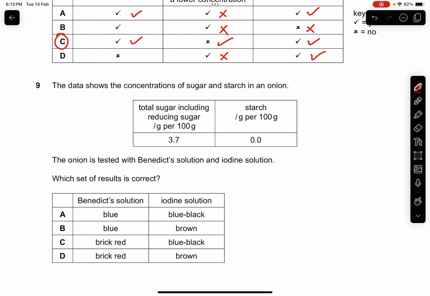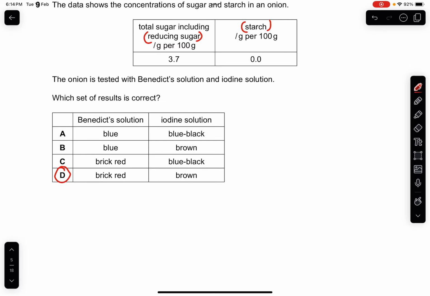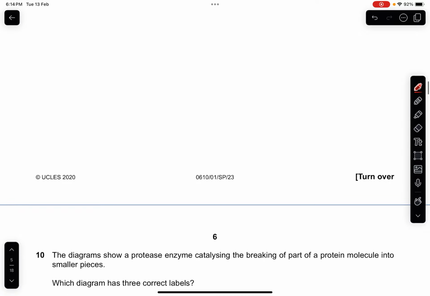Question 9. The data shows the concentration of sugars and starch in an onion. The onion is tested with Benedict's solution and iodine solution. Which set of results is correct? There is a positive presence of reducing sugar, but a negative result for starch. So what does it show? There's a brick red precipitate for the Benedict's solution to prove that it's positive, and the iodine solution will remain exactly the same color as it is, which is brown. So the answer is D.